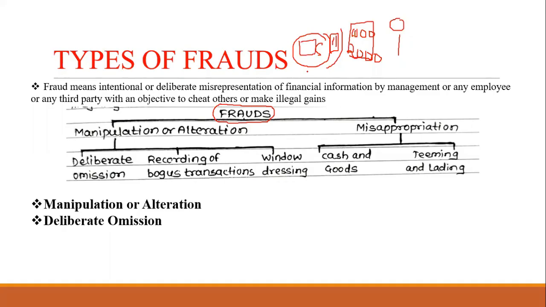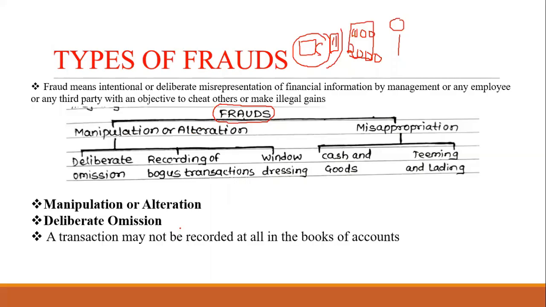In that case, he has deliberately omitted a sales transaction. The moment he has done it deliberately, it will be considered manipulation, which is indirectly considered a fraud. So that was the example for fraud. A transaction may not be recorded at all in the books of account, but that is done deliberately. That was one of the examples of fraud or deliberate omission. Did everyone get that example and the meaning of deliberate omission? Yes, sir. Perfect.